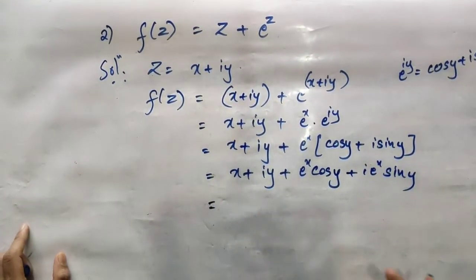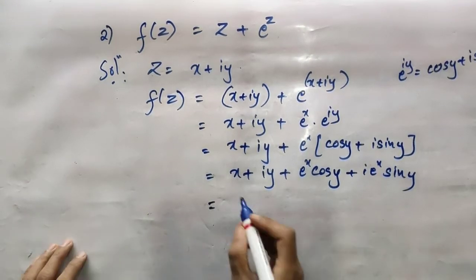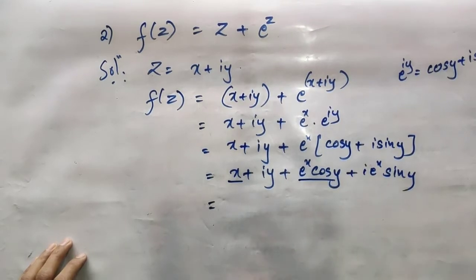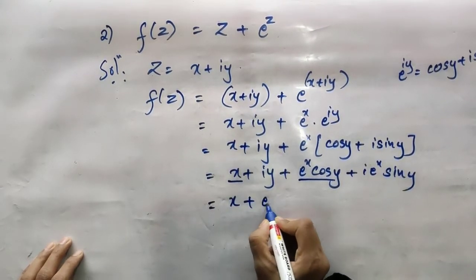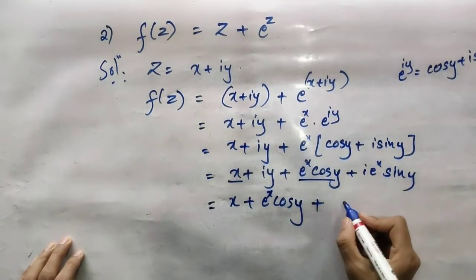Now let us separate the real and imaginary parts. Collect all the terms which are independent of i. So you see that x and e to power x cos y are independent of i. Collect the terms which are accompanied with i.